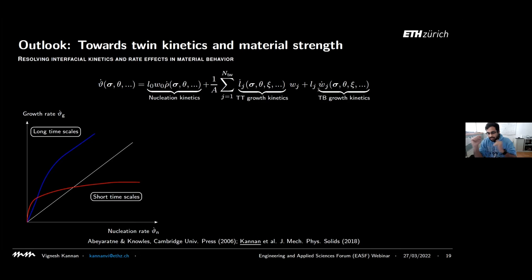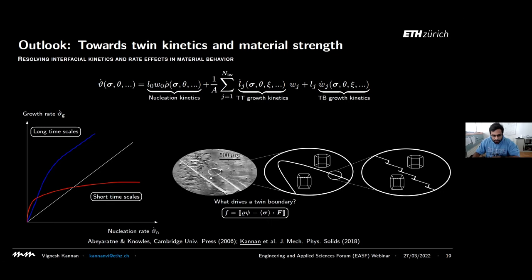Right? So here I'm showing you three different scales. This is one of our images, from the data. If I zoom in, you know that this is a boundary separated by a different orientation of the crystal. And if you zoom in further, you have a particular structure at the smaller length scales to this boundary. So the first question is, what drives a twin boundary? How do we define the driving forces? Here I've just defined an arbitrary set of potential variables that could drive a twin boundary. But the question is, what drives a twin boundary, right?